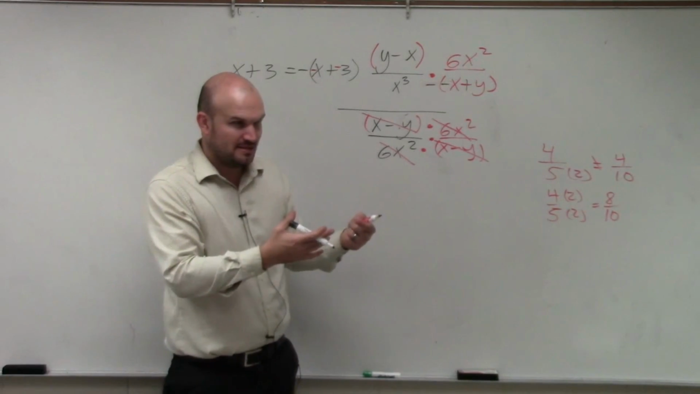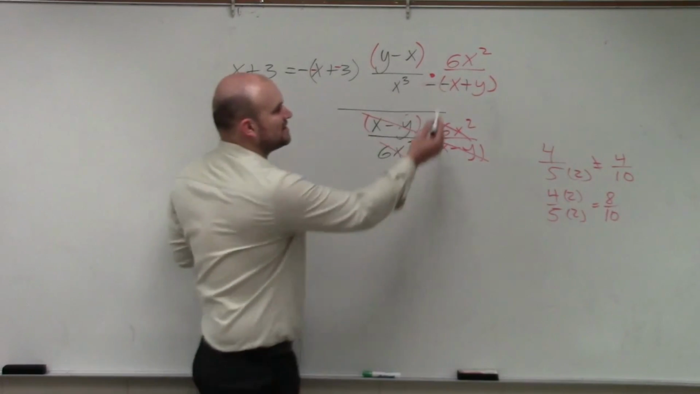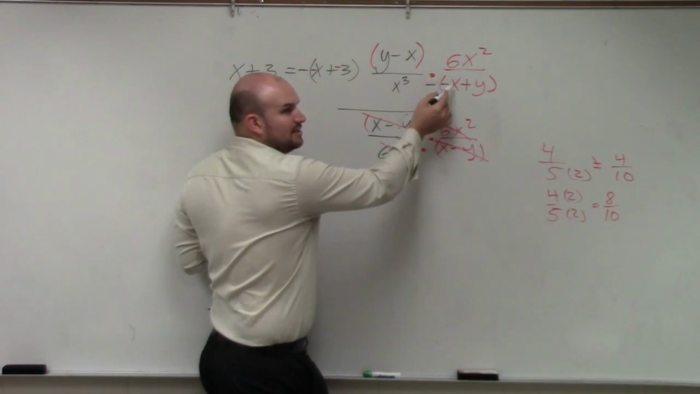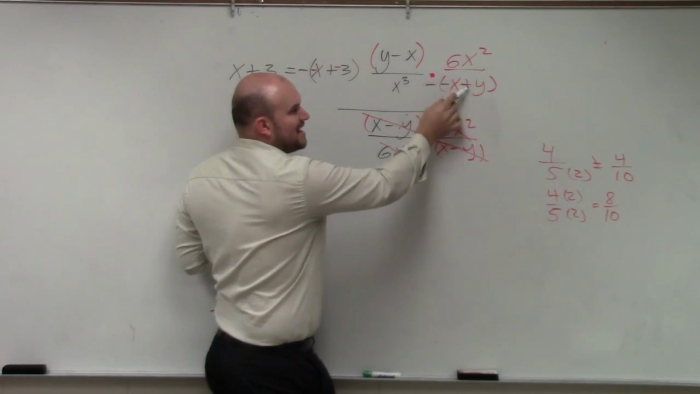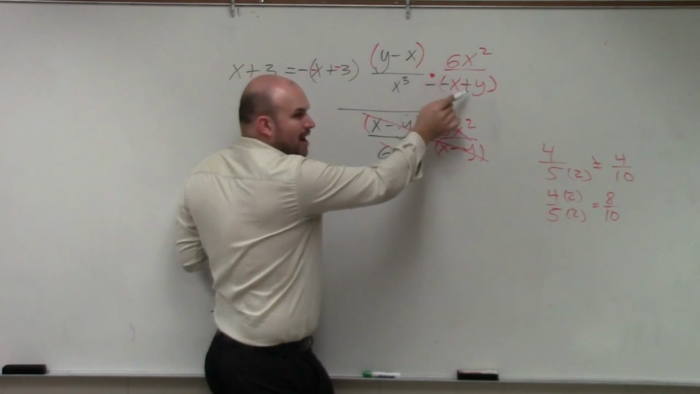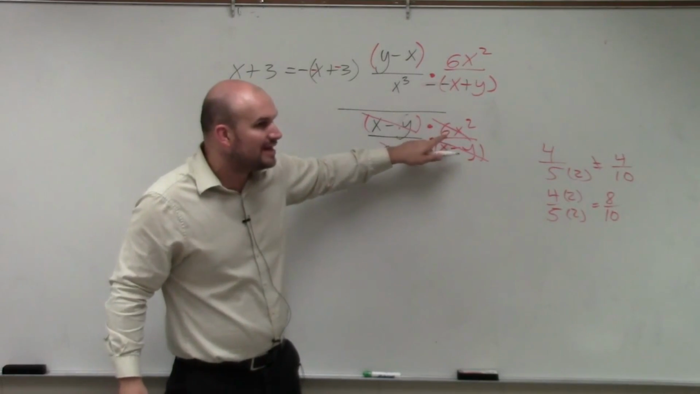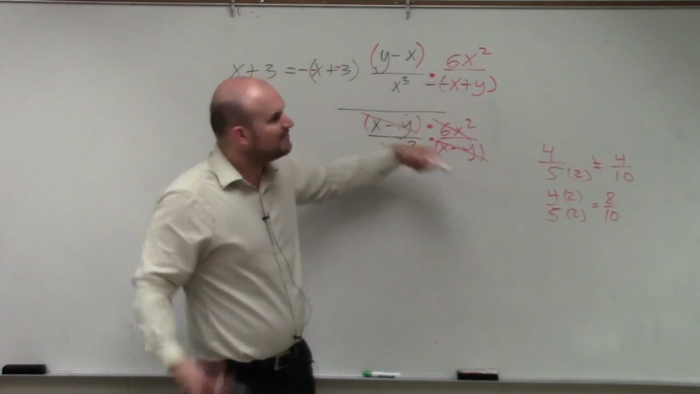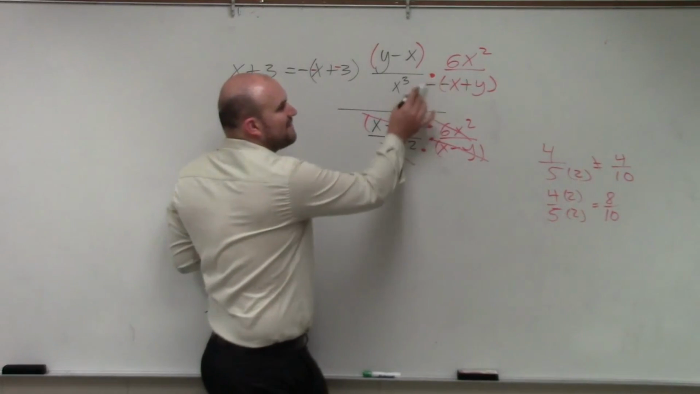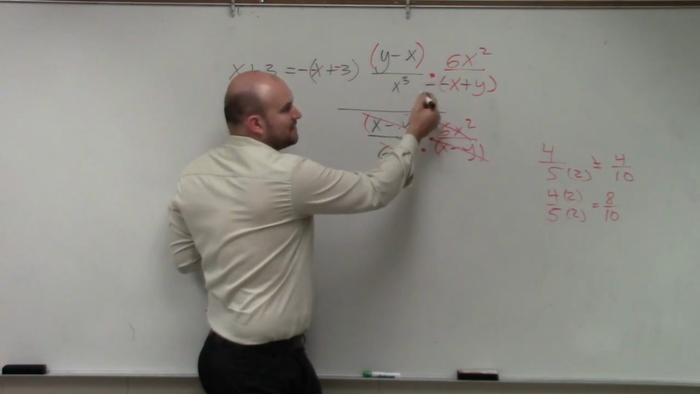Does that make sense? Since I factored out the negative, negative times negative x is still equal to positive x. Negative times positive y is still equal to negative y. So I didn't change the value. By multiplying by the reciprocal, I changed the value, which is why I had to do that on top and bottom. But with factoring, I didn't change the value. I just changed the form.